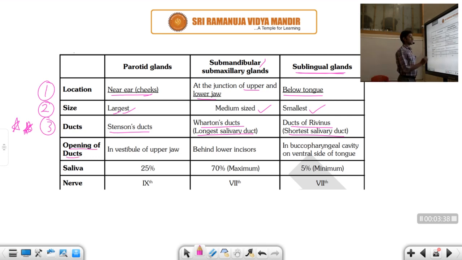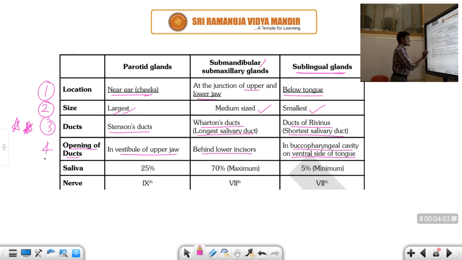Next, the opening of the duct. The duct opens in the vestibule part of the upper jaw, right, and behind the lower incisors in the case of the submandibular. In the case of the sublingual, it opens in the buccopharyngeal cavity on the ventral side of the tongue. That is the duct called the duct of Rivinus, right?